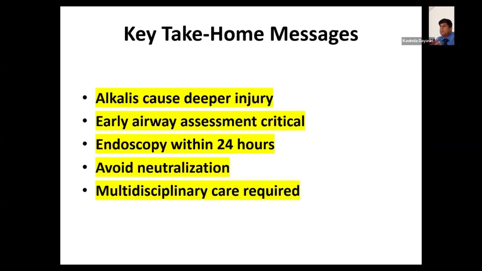So the key take-home messages that I would like to deliver to you: alkalis, remember, cause deeper injury, more damage, transmural necrosis, and a higher risk of perforation compared to acids, but both can be quite detrimental, and both can result in mortality. And early airway assessment is critical. Recognize this group of children. They might present with drooling, they might present with stridor. So don't wait until you become helpless. Get the team on board, maybe the anesthetist, ICU team, and airway team, without delay to manage airway emergencies.